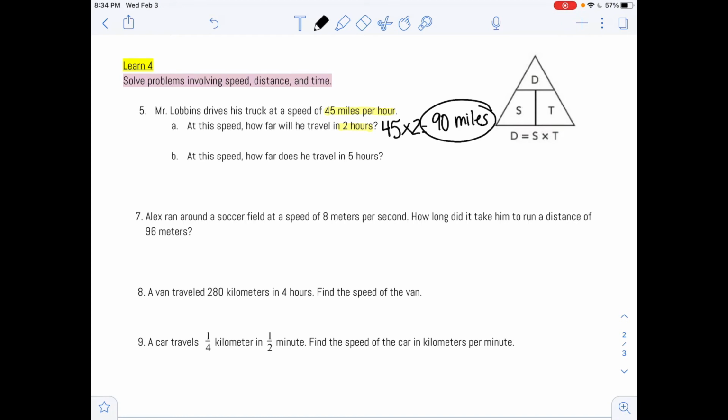In part B, still with this same speed, we want to find how far he travels now in 5 hours. So I'm going to use my same formula. I'm still figuring out my distance. So I need to take my speed of 45 times my time of 5 hours. When I multiply these together, I get 225 miles.